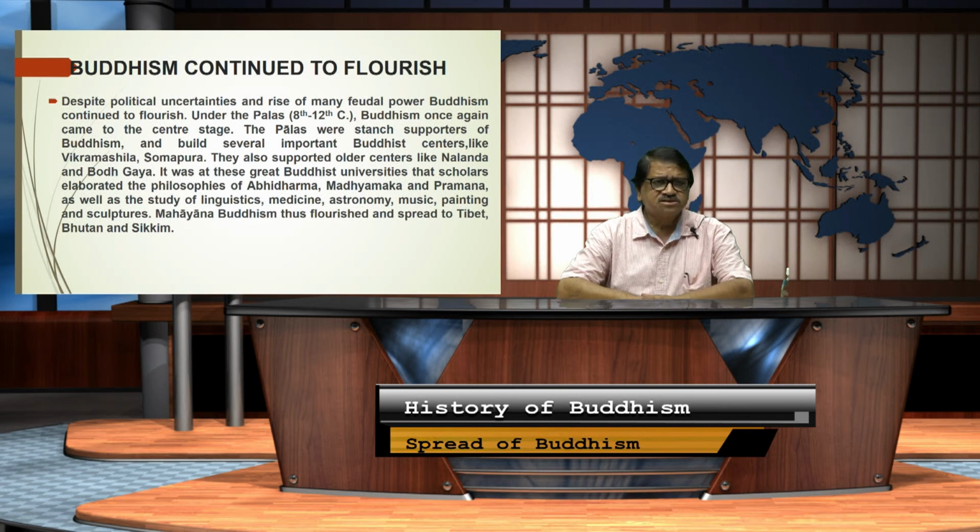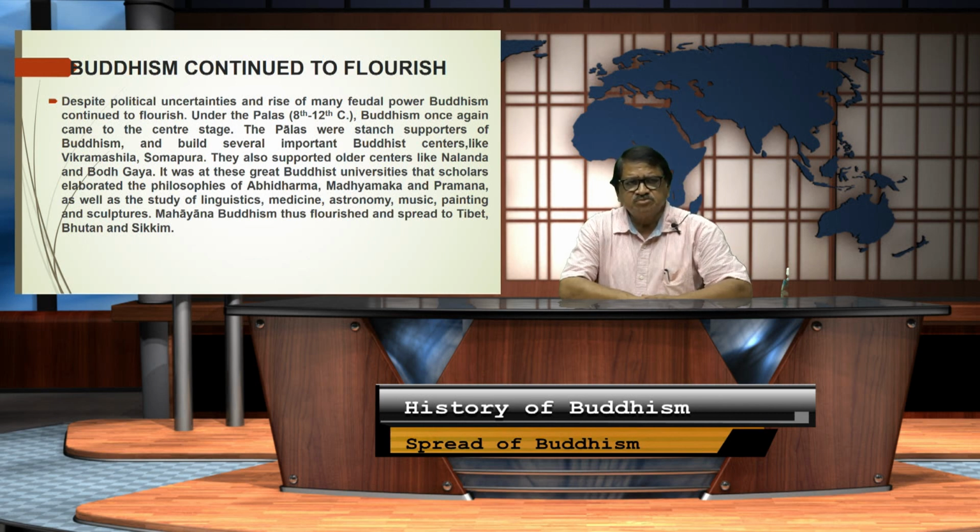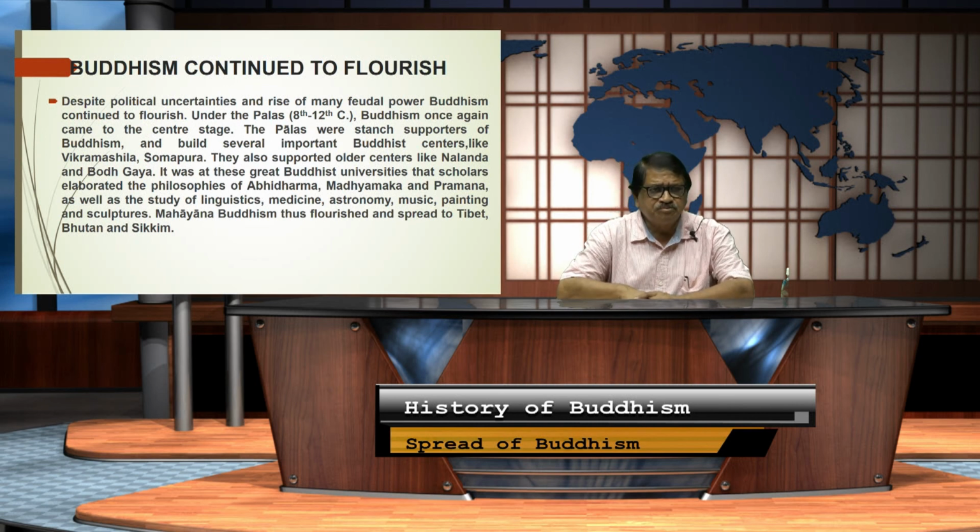It was at these great Buddhist universities that scholars elaborated the philosophies of Abhidharma, Madhyamaka, Pramana, as well as the study of linguistics, medicine, astronomy, music, painting and sculpture. Thus Mahayana Buddhism flourished and spread to Tibet, Bhutan and Sikkim.